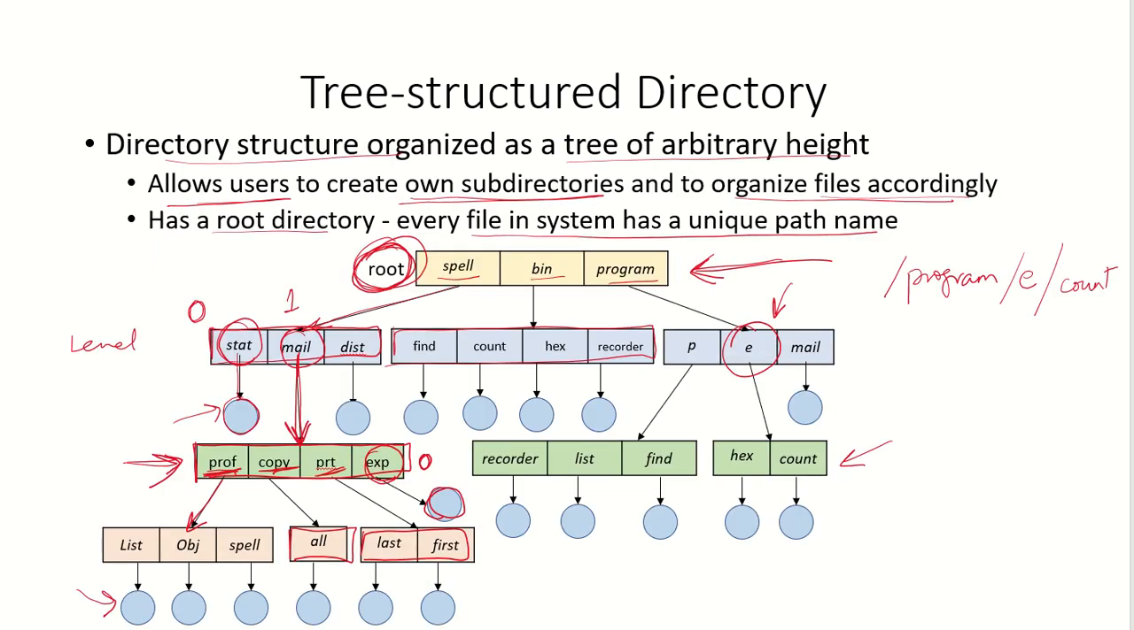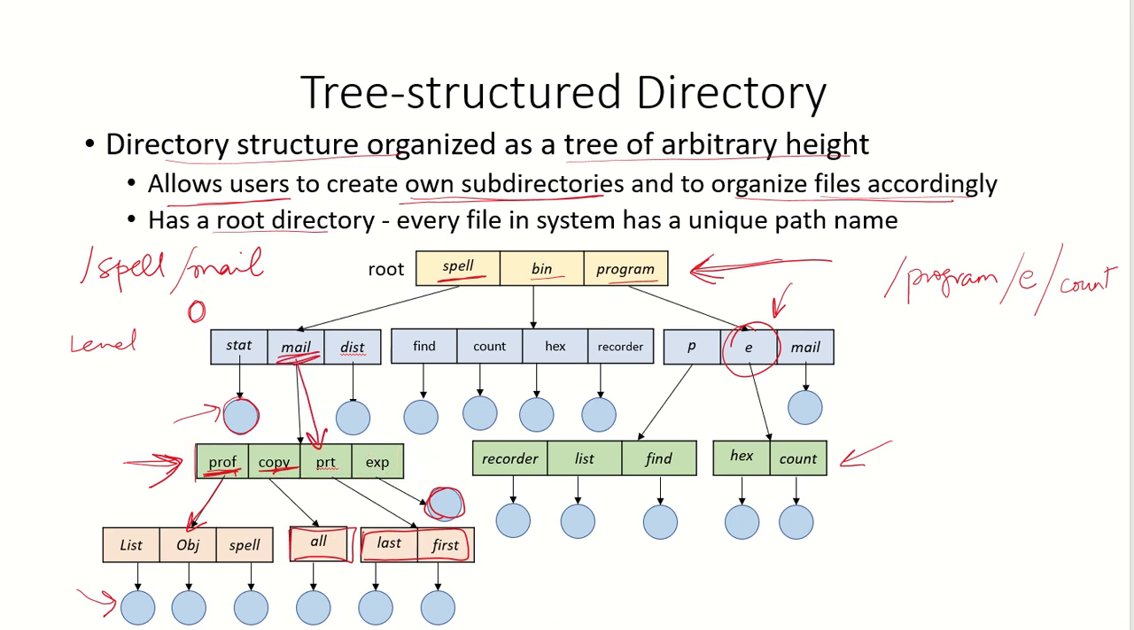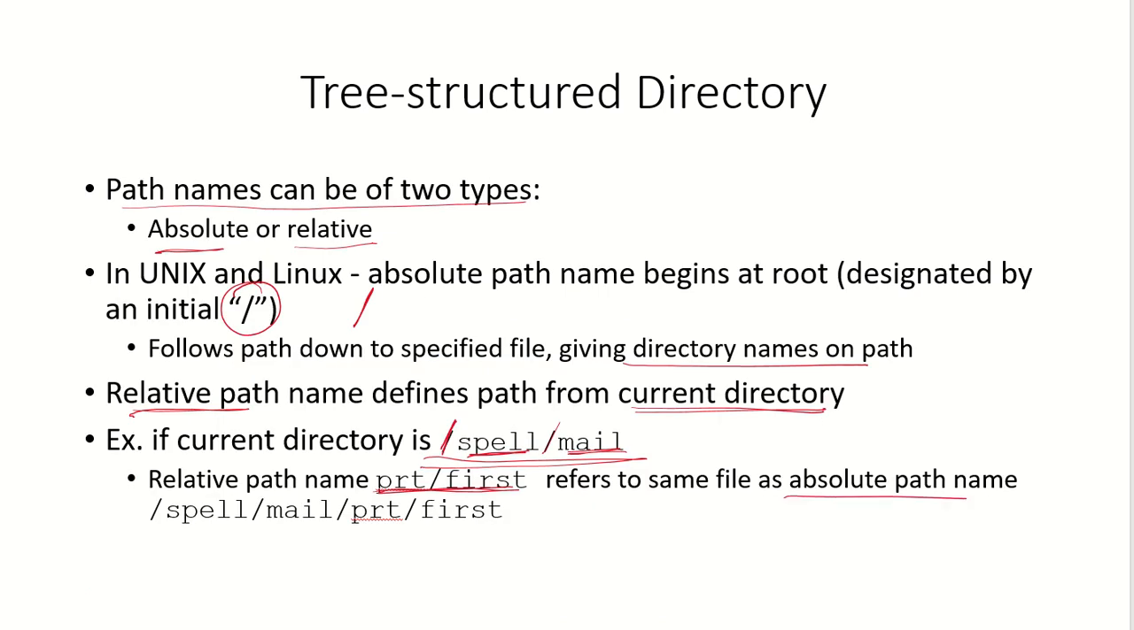So let's see where this is. If we have root, spell and mail, that means currently we are over here, and then we are going to prt and then we are going to first. That means we are going to this particular file. So this will become the relative path name. But if we want the absolute path name, then we have to start right from the root: root/spell/mail/prt/first. The relative path name will be only prt/first because we are already in the current directory.